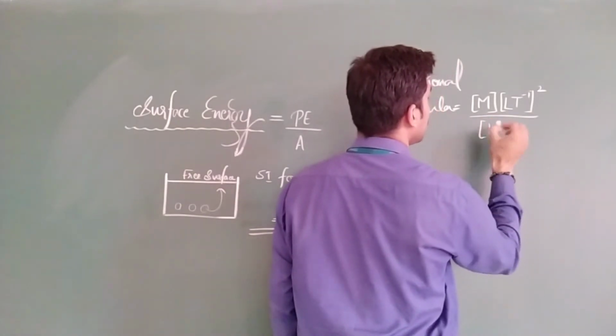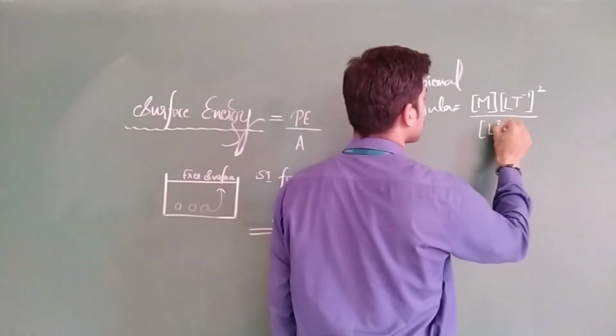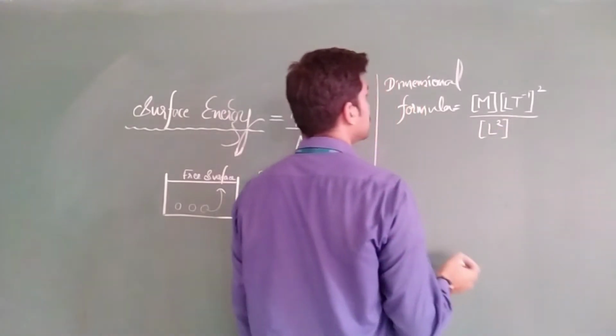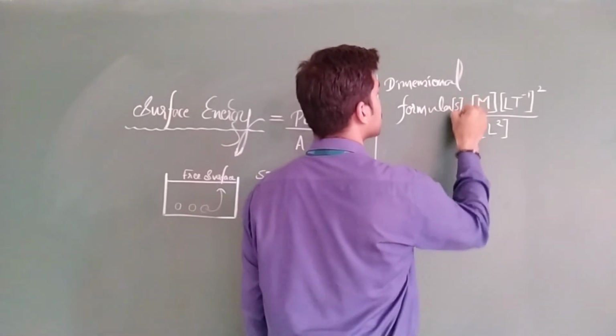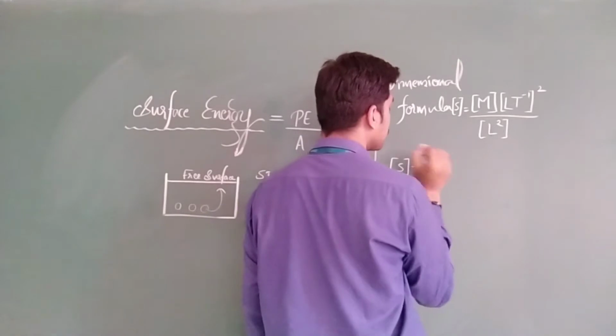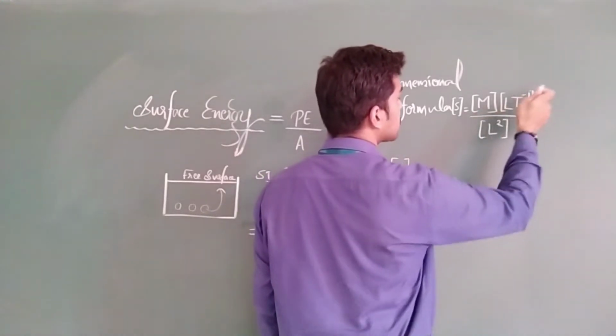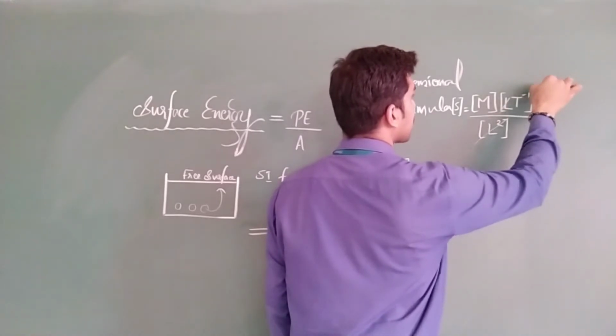Area L square area. Clear? So dimensional formula, how can I write? Dimensions of S is equal to M L square over L square. Listen, here L square and here L square will get cancelled.